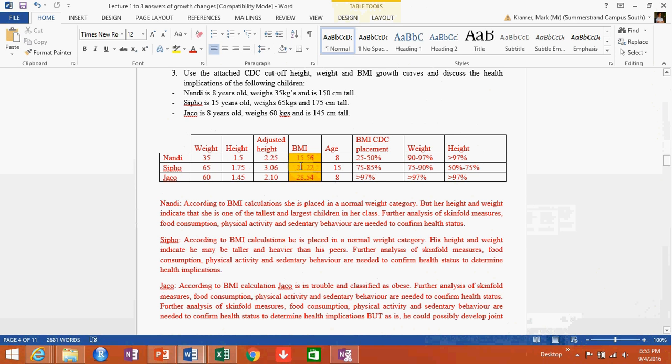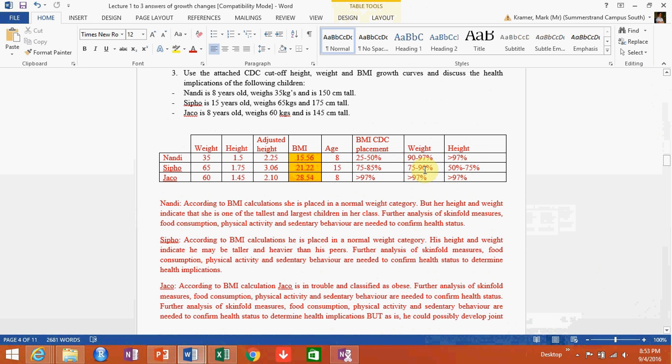Sipo, 21.22 BMI category for a 15-year-old places him into the 75th to 85th percentile. Maybe a warning sign that he could be moving over into the overweight category, the 85th percentile and over. But further analysis will be needed to verify that statement.